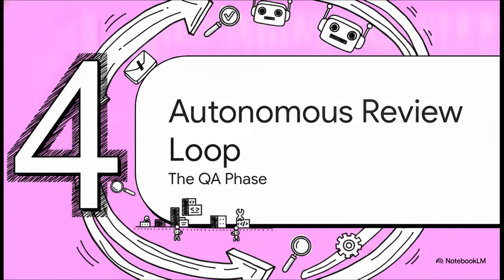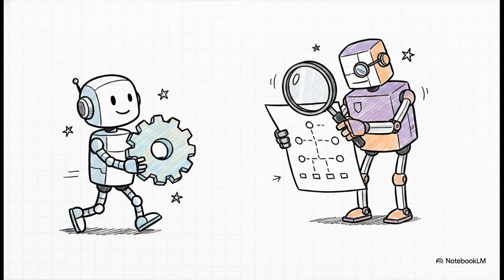Let's get into Part 4, the autonomous review loop, the QA phase. What's super fascinating here is that QA happens without ever blocking the workers. You have this background review processor constantly polling the Redis queues for completed tasks. And it is Git aware.